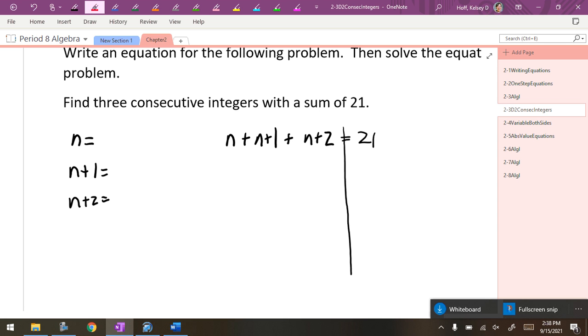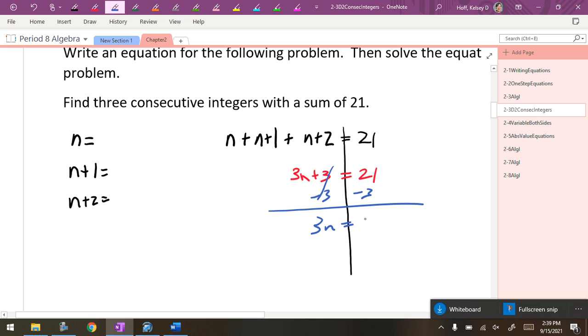Now we finally get to solve. Combine like terms. 3n plus 3 equals 21, then subtract 3 on both sides. 3n equals 18. Divide by 3. N equals 6. Go to the left-hand side. N equals 6, n plus 1, n plus 2. Now double check. Does that equal 21? 6 and 7 is 13, plus 8 is 21. This is your answer.